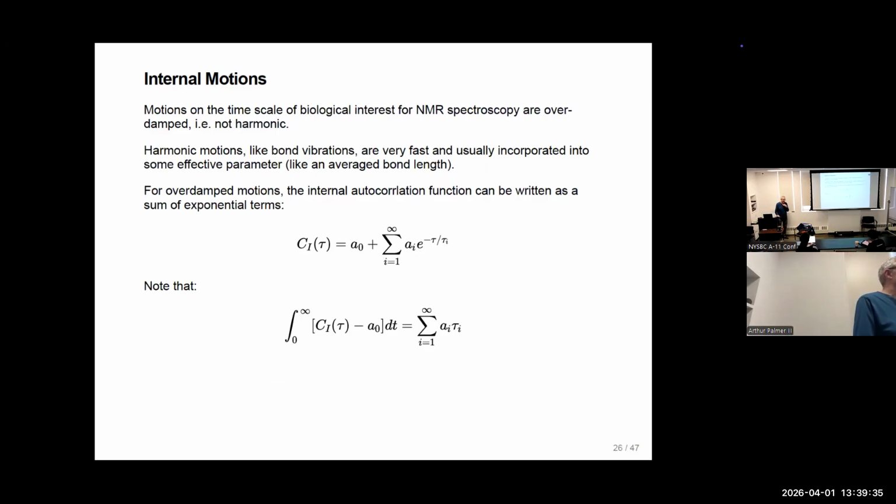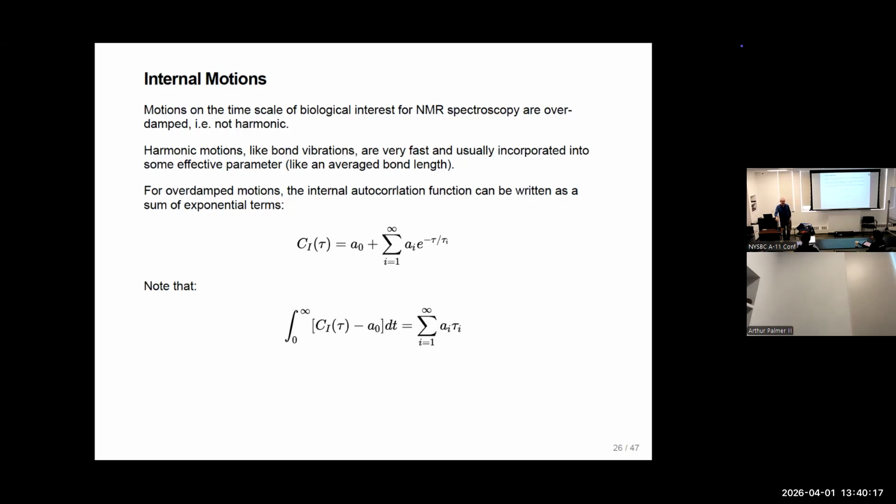I'll say that the motions that you're likely to study in solution NMR are overdamped. They're not harmonic anymore. I look for pathological motions, but that doesn't mean they're everyday. So if we think the motions are overdamped, they can be represented as a sum of exponentials. I've just written this down as an infinite sum of exponentials.